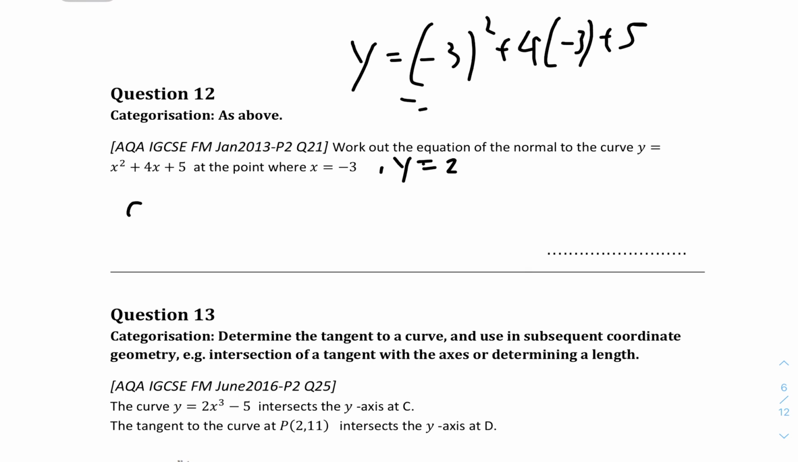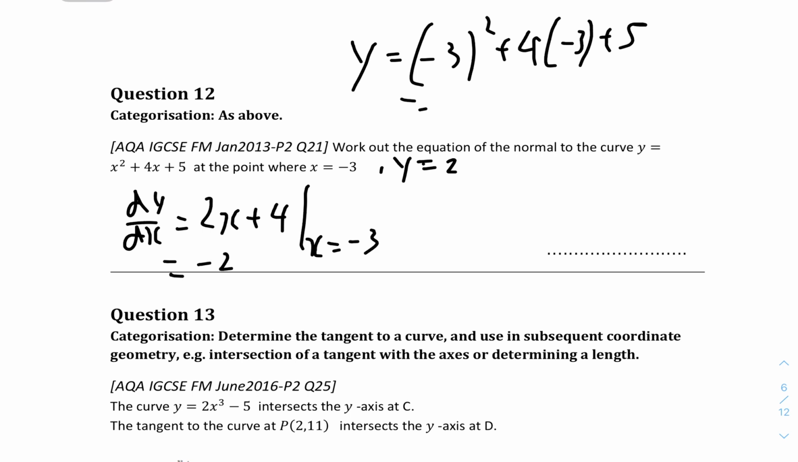So we have to differentiate the function first. dy over dx will be equal to 2x plus 4. At the point where x equals minus 3, the tangent gradient will be minus 6 plus 4, which is minus 2. So to find the gradient for the normal, you have to negative reciprocal it. So the new gradient will be 1 over 2.